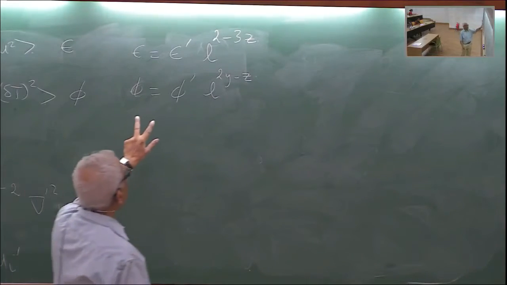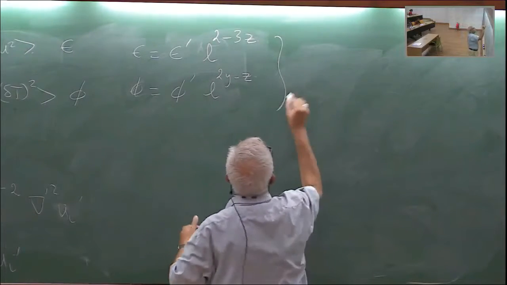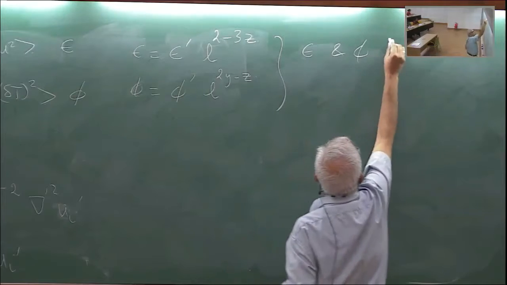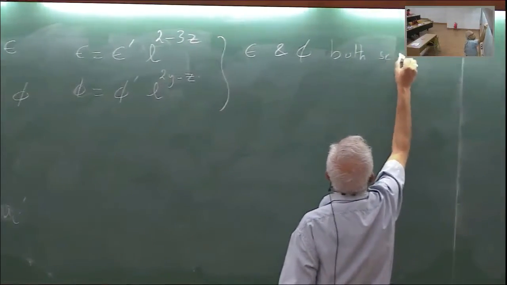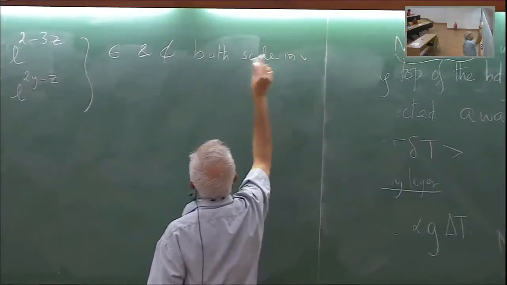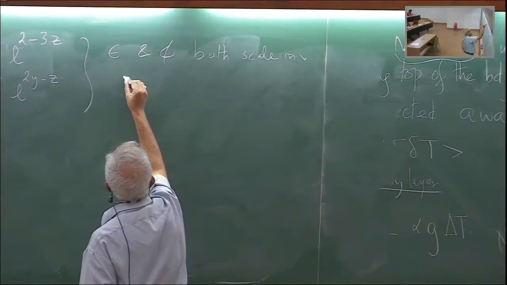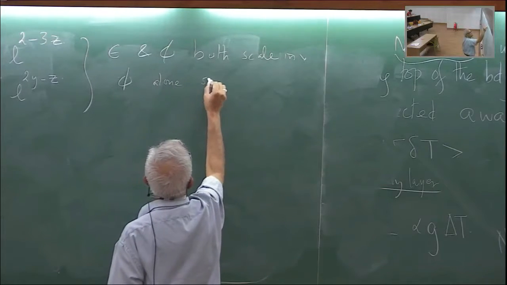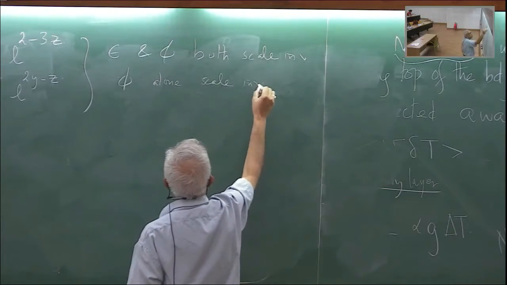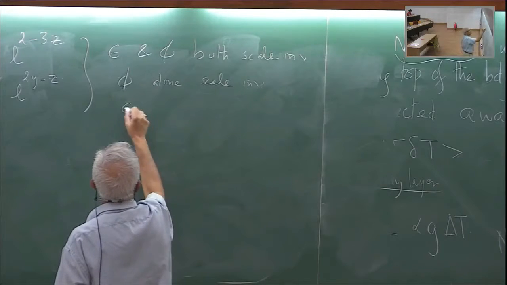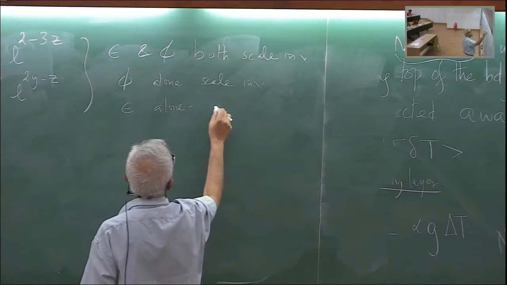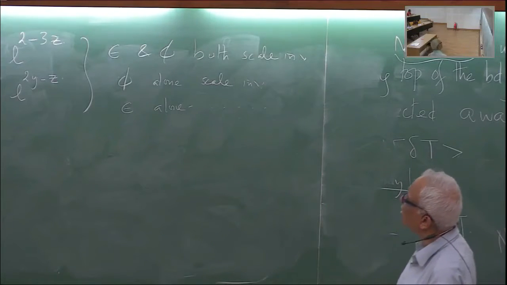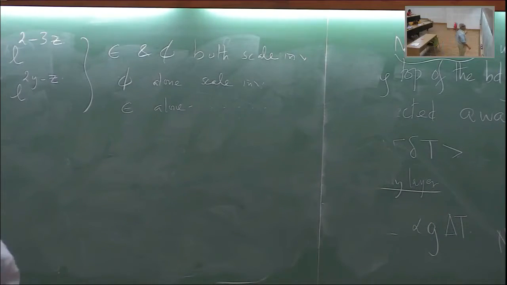But now you have a choice. You have epsilon and phi both scale invariant, or it is phi alone which is scale invariant, or it is epsilon alone which is scale invariant. So you have three possibilities. I mean, both scale invariant. So let's look at both scale invariant first.